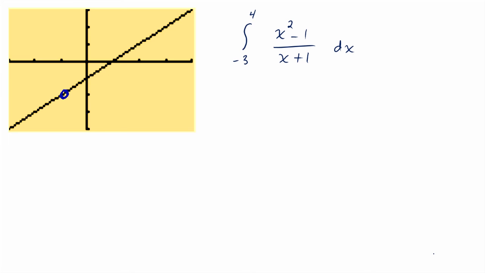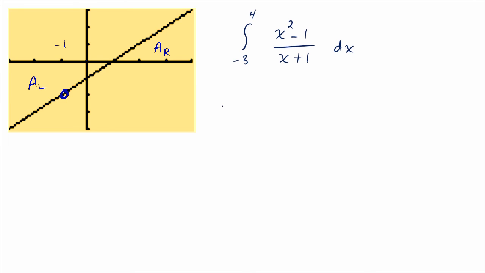Here's the graph of the function x squared minus 1 over x plus 1. The graph is a straight line, however we do have a discontinuity at x equals negative 1. To find the area from negative 3 to 4, notice that we have two triangles. Let's call the one over here A sub L for the leftmost triangle, and here we have A sub R for the rightmost triangle. We'll find the area of each of those triangles and add them together.